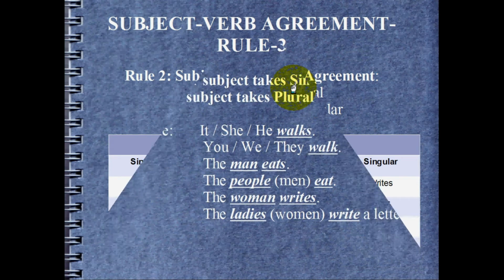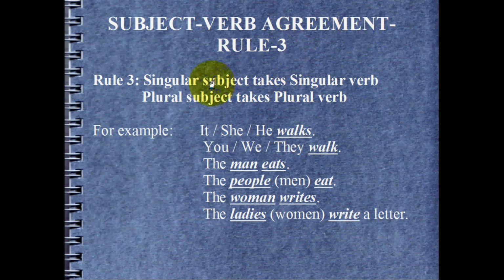And the third rule for subject and verb agreement: a singular subject takes a singular verb and a plural subject always takes a plural verb. So he, she, it walks. He walks, she walks. But when it is we, they walk, s is not used. The man eats. The men eat, or the people eat. The woman writes. The women write.